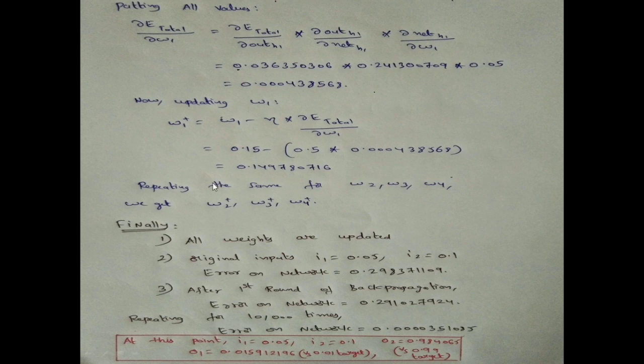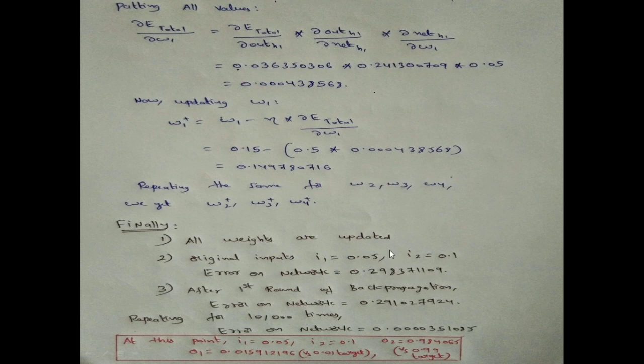value. So we will be getting the updated values of weight 2, weight 3 and weight 4, which are given by W2 plus, W3 plus and W4 plus. So finally what we wanted to say here is that we have updated all the weights, right? And the second point to note is, original inputs we have input 1 equal to 0.05 and input 2 equal to 0.1.